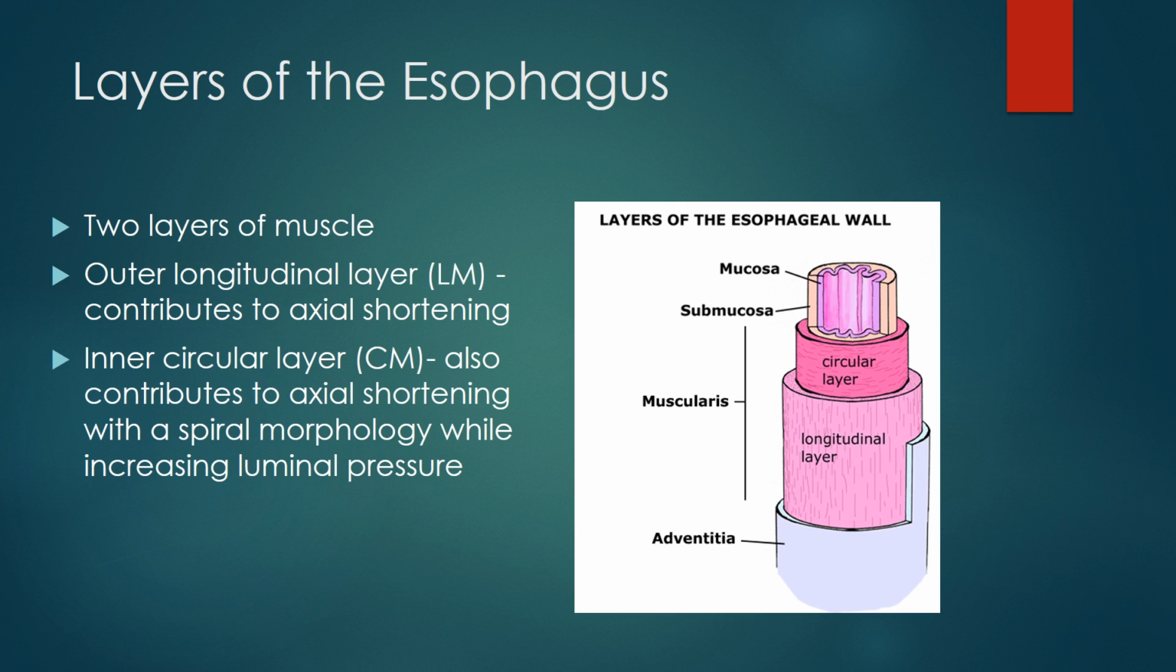Now let's look at the layers of the esophagus. The two major layers that we want to know for this paper are the muscle layers. First is the outer longitudinal layer, known as the LM, which contributes to the actual shortening. Then there's the inner circular layer, or the CM, which contributes to axial shortening. This muscle layer has a spiral morphology and is known to increase luminal pressure.